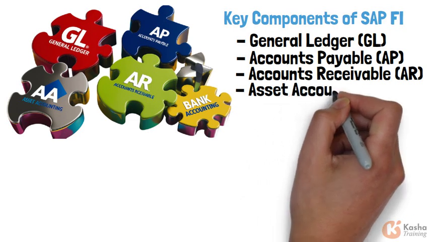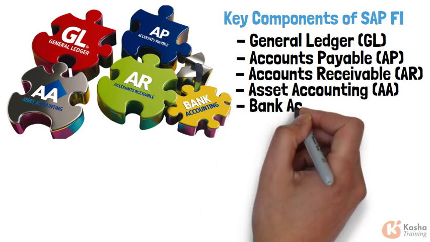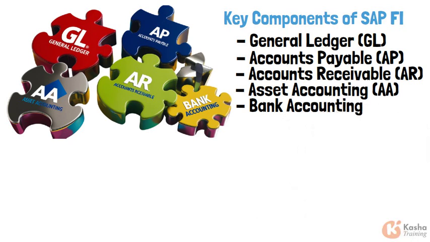4. Asset Accounting. This module manages fixed assets, including acquisition, depreciation, and disposal of assets. 5. Bank Accounting. This part deals with bank transactions and reconciles bank statements with internal records.